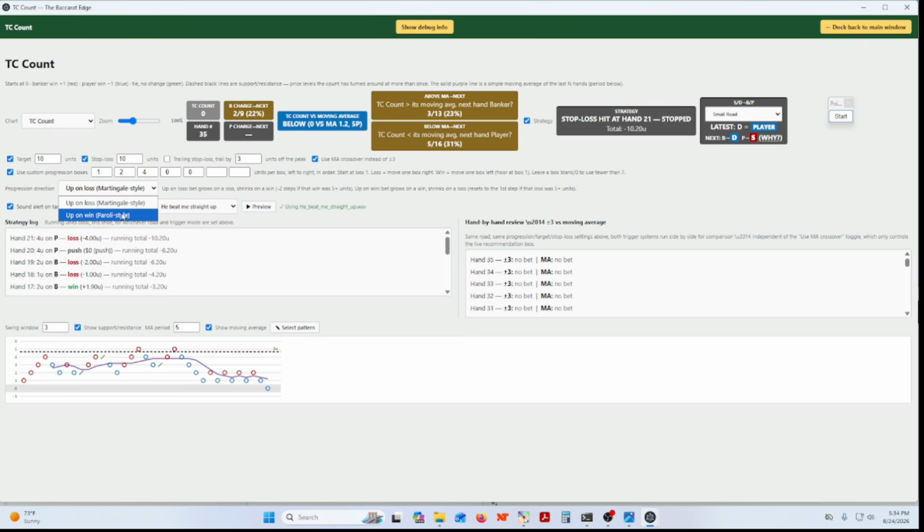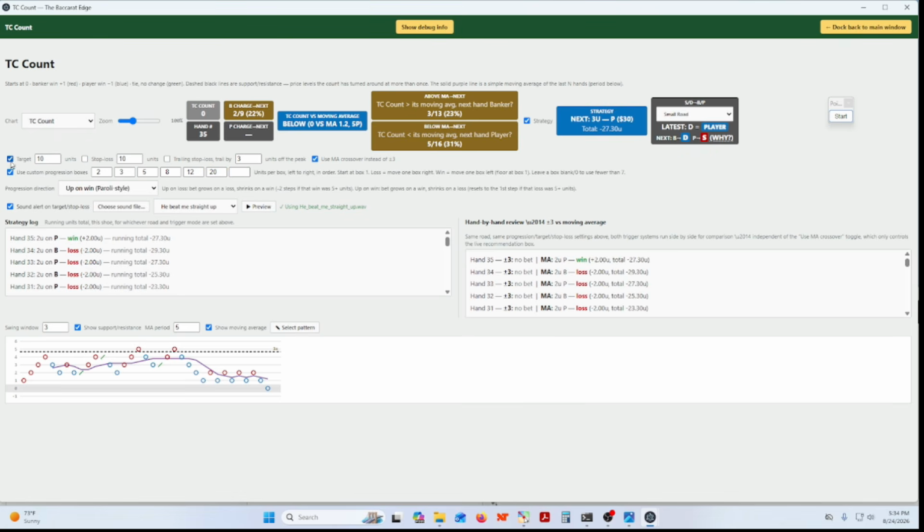So say like if I decide to go up as you win. Let me enter a progression I always wondered about. 2, 3, 5, 8, 12, 20. And took off the stop loss and took off the target.